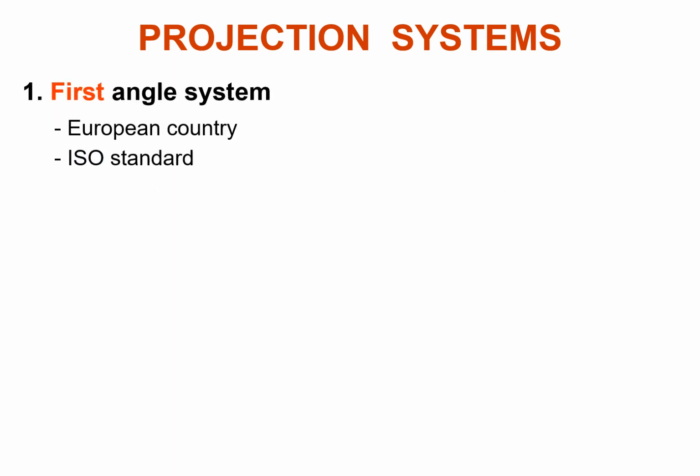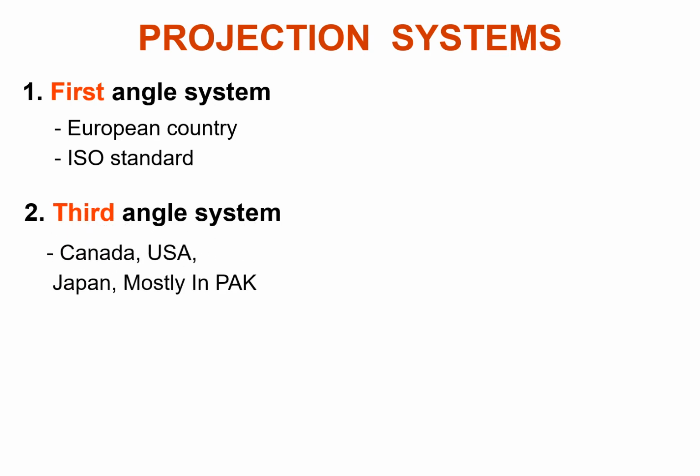Then there are projection systems, and in projection systems we already discussed these in the first lecture, and we said that these are actually the standards that are being followed, and they are basically related to how you align your views on your sheet. So there are 2 systems. One is the first angle projection system, the other is the third angle projection system. And as you can see, the first angle projection system is used in European countries, and it is also an ISO standard. But the third angle projection system is used in Canada, USA, Japan, and mostly in Pakistan too. So just to give you a rough idea, I've already drawn this.